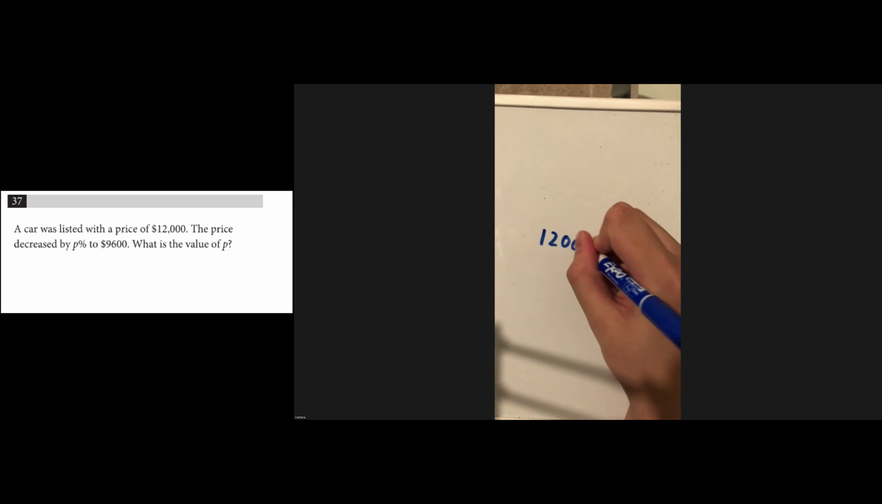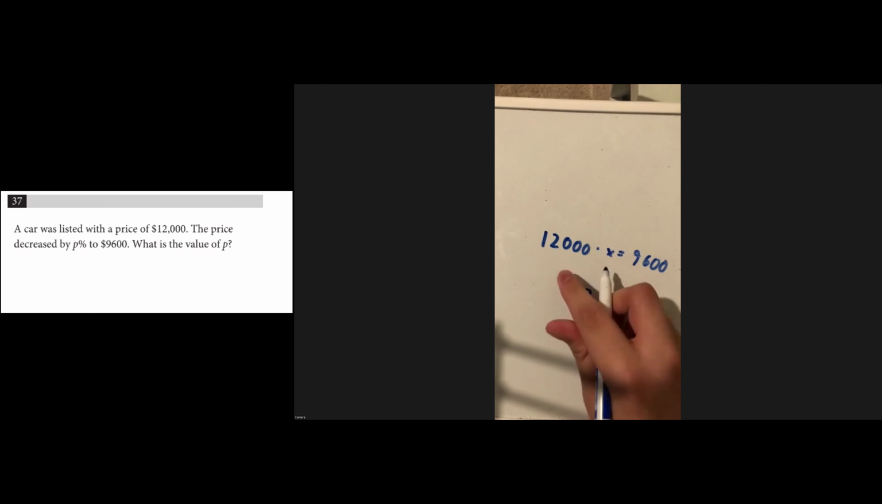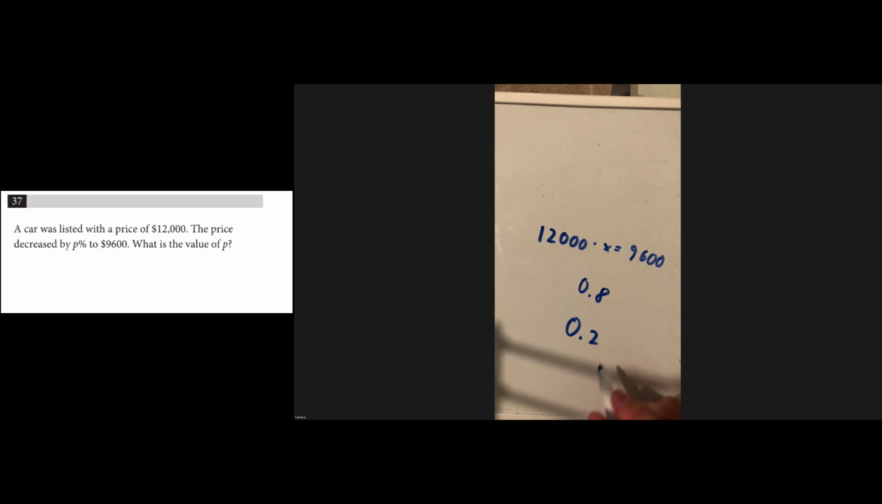Okay, so for question 37, you just have 12,000 times x equals 9,600. And so x would equal 0.8. That means the difference between 1 and 0.8 is 0.2. And so 0.2 converted into a percentage is 20%. So the correct answer is 20.